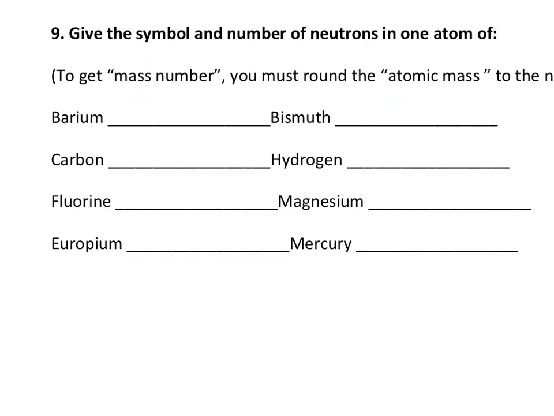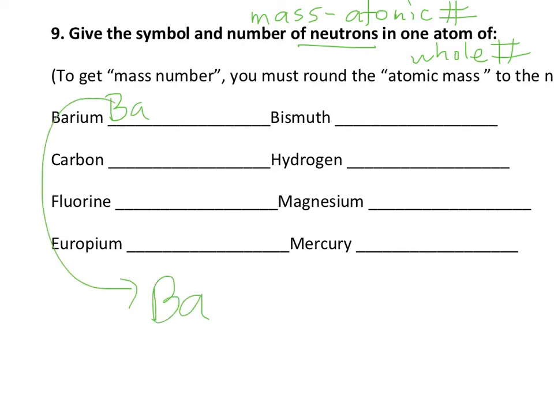Okay, so for number 9, you have to give the symbol and then the number of neutrons in one atom. So remember, for neutrons, you have to do mass minus the atomic number. And for these, you're just going to round the mass to the nearest whole number when you're doing these problems, just to make it easier for yourself. So for example, when we're looking at barium, and I'll work this out down here, barium has a mass of 137 and an atomic number of 56. So in order to get the number of neutrons, you just have to do 137 minus 56, and that gives you 81 neutrons. So all you have to do is mass minus atomic number for all of these problems.